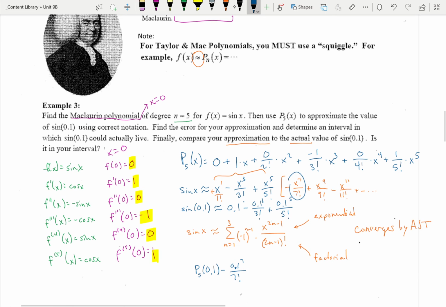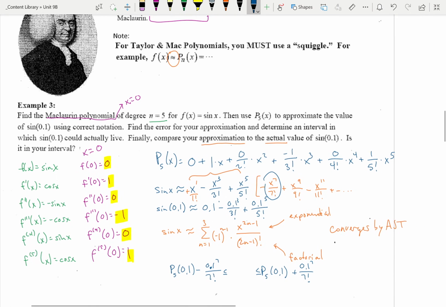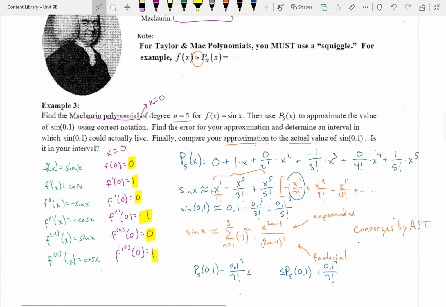If we subtract that from our approximation, we have a good lower bound for our estimate. And if we add that same error, 0.1 raised to the 7th over 7 factorial, then we have a good upper bound. So this thing is as big as we can get, this thing is as small as we can get, and what do we put in the middle? The thing that we're approximating. So not P5 of 0.1, but this thing that we're trying to approximate, which is sine of 0.1.